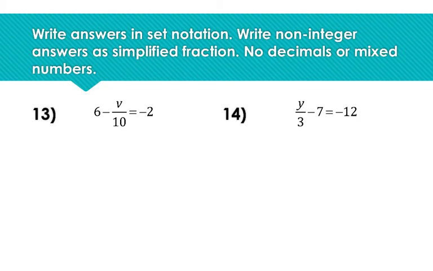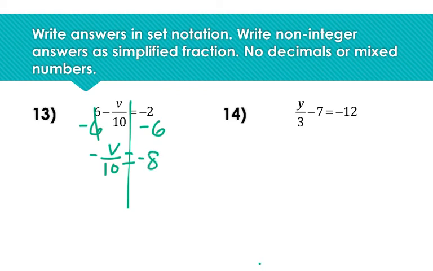So number 13 and 14 are going to be the same setup as 11 and 12. Number 13, we're going to see you have to be careful about the sign because 6 is positive. We're actually going to subtract 6 first and not add it. So subtract 6 from both sides of our equation, keeping it balanced. So then we have negative v over 10. And we have negative 2 minus 6, which is negative 8.